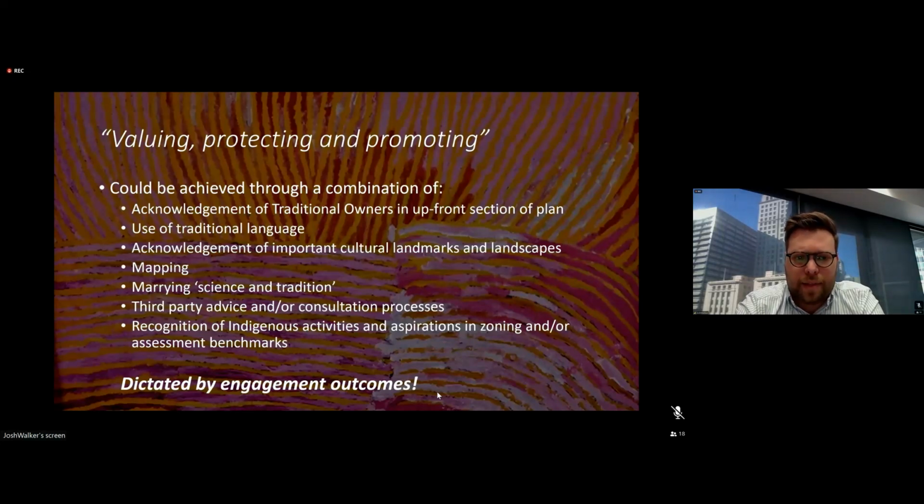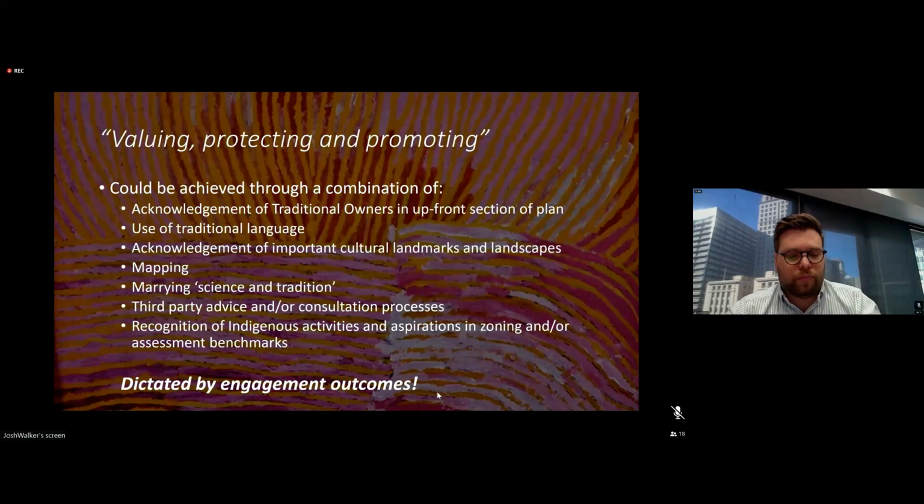And probably one of the big ones is that light touch throughout the scheme, where it recognises Indigenous activities and aspirations in multiple zones and codes and things like that. And that seems to be, from the schemes that I've looked at, the ones that have done it well, a really common feature.